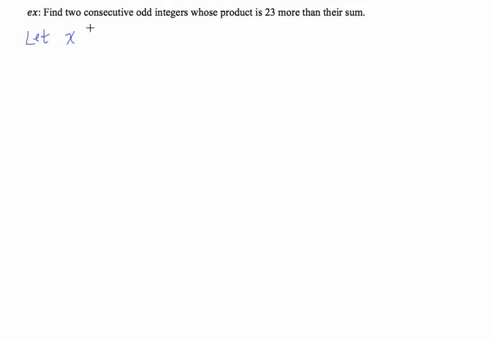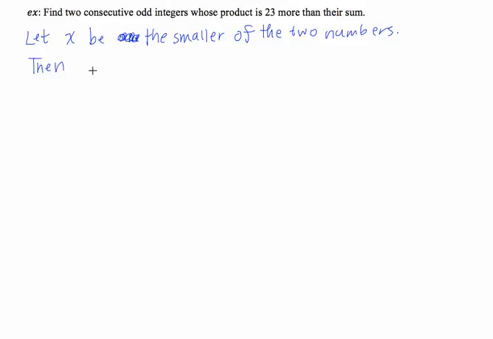So let's let x be one of the numbers. Actually, more specifically, let's let x be the smaller of the 2 numbers. And then that way, the next odd integer after that would be x plus 2. So then x plus 2 would be the other number. So we did not have to use 2 variables here, only 1, because both numbers are in terms of x.